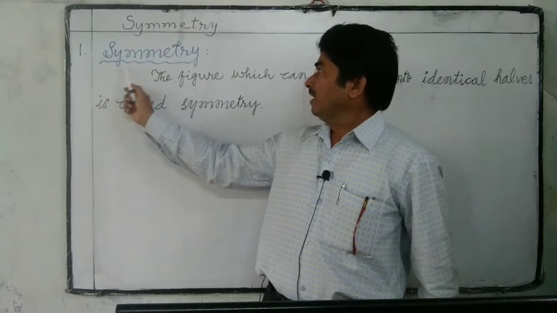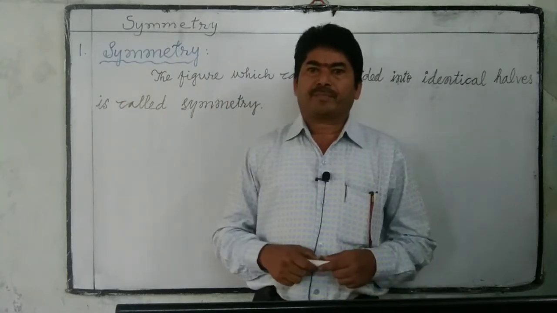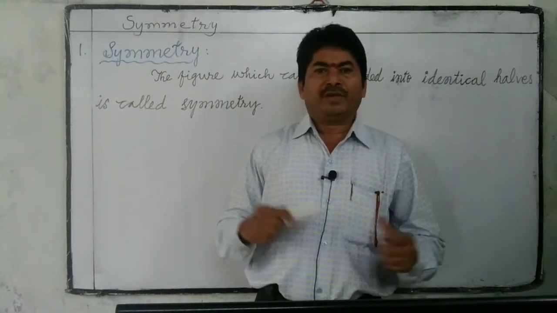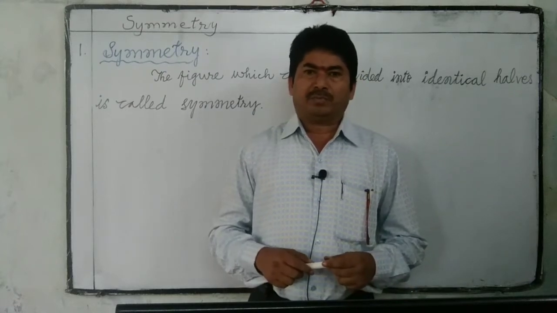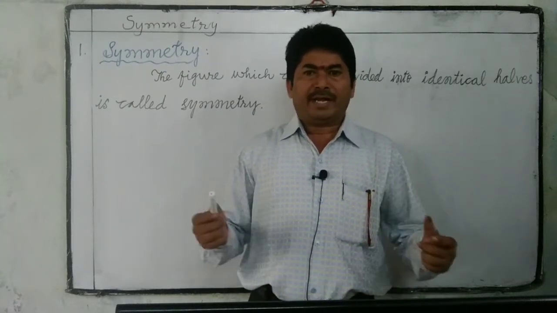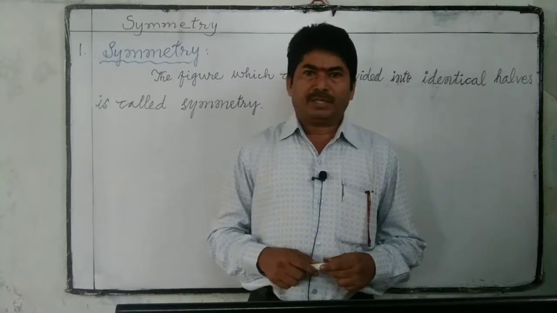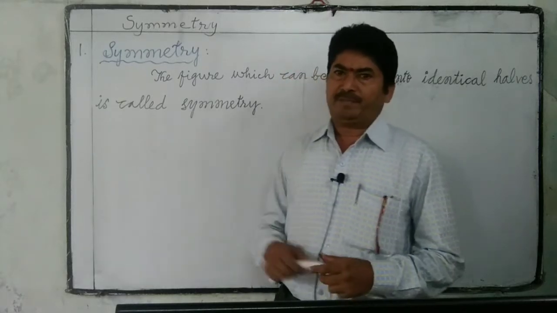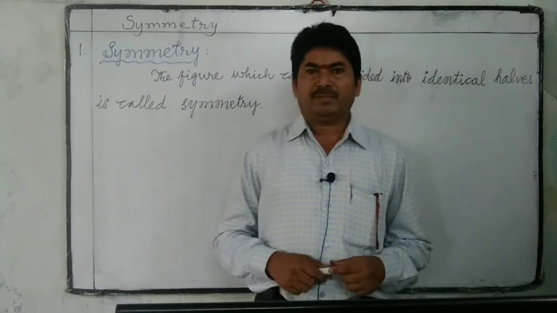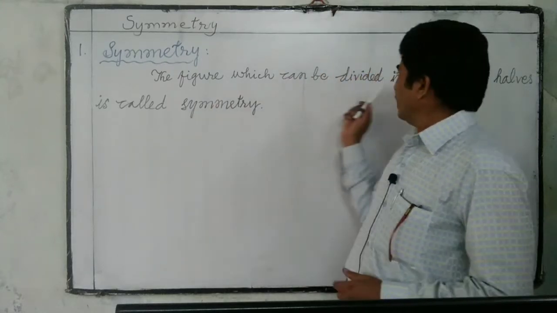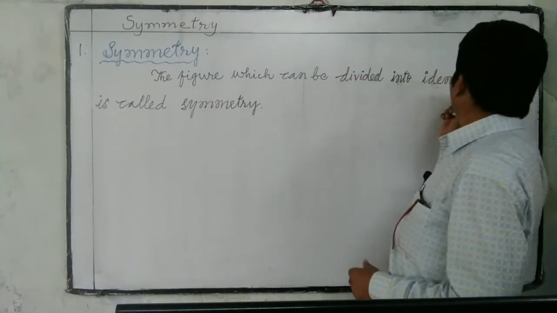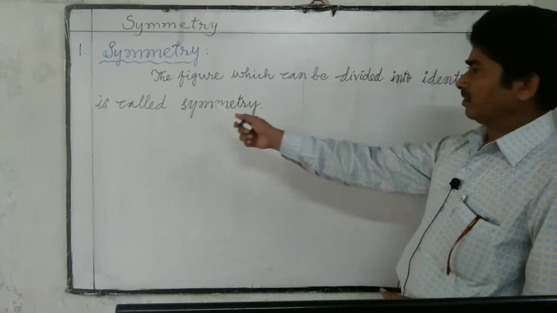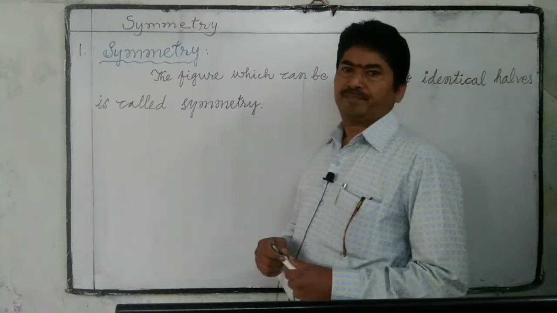First, what is a symmetry? The figure which can be divided into identical halves is called symmetry. Once again, the figure which can be divided into identical halves is called symmetry.